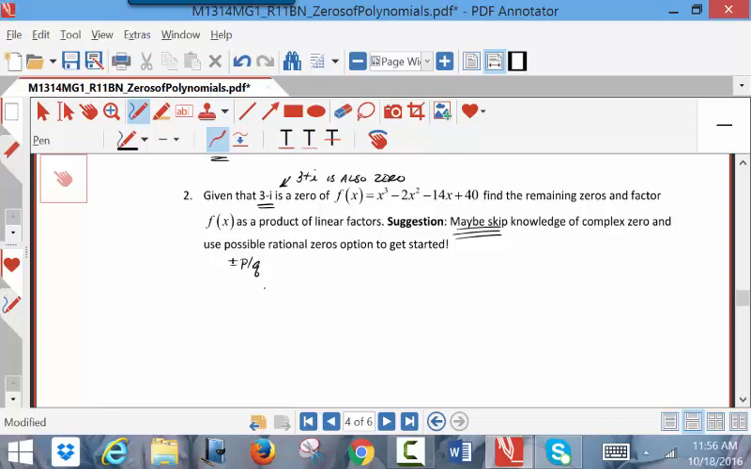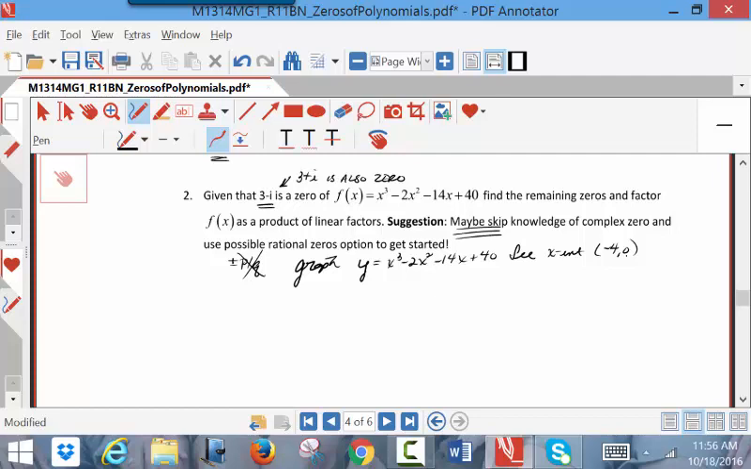So how do we do this? I'm going to let you cheat just a little bit. And the way you do it is if you go to the calculator and you graph y equals x cubed minus 2x squared minus 14x plus 40, and you look at the graph, you will be able to see that it has an x-intercept at the point, let me look real quick, -4, 0. Okay, so if you graph it on your calculator, you will be able to see that -4 is an x-intercept.